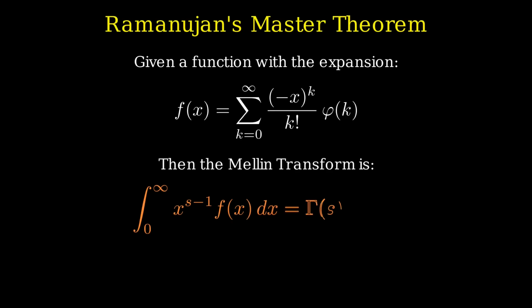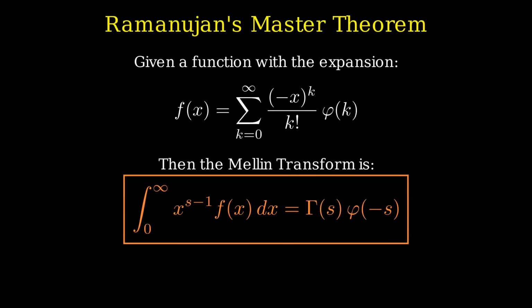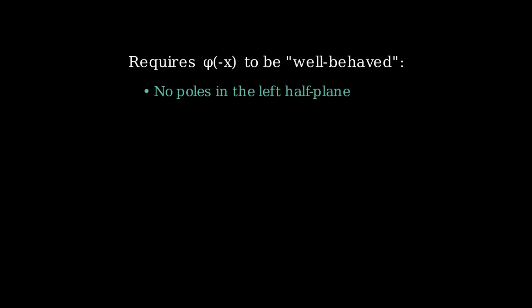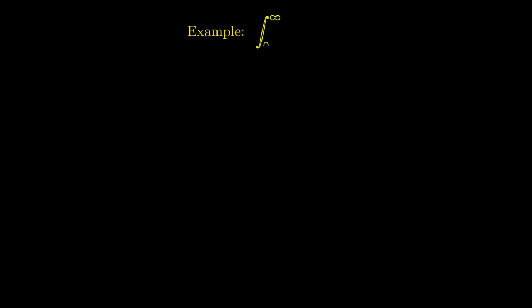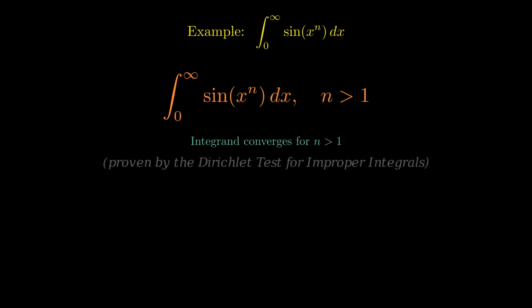It requires, roughly speaking, that phi of negative x is a quote-unquote well-behaved sort of function, having both no poles and no factorial-like growth in the left half plane, or as the imaginary component of s approaches infinity. For example, if we had the integral of sine of x to the n dx from 0 to infinity, we first determine that the integrand will converge when n is greater than 1, which is proven by the Dirichlet test for improper integrals, which I'll explain after we get our answer.